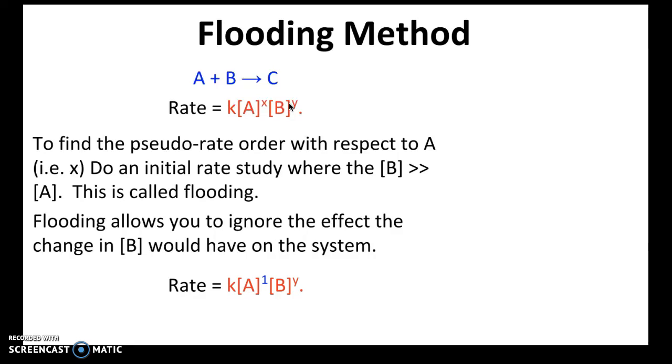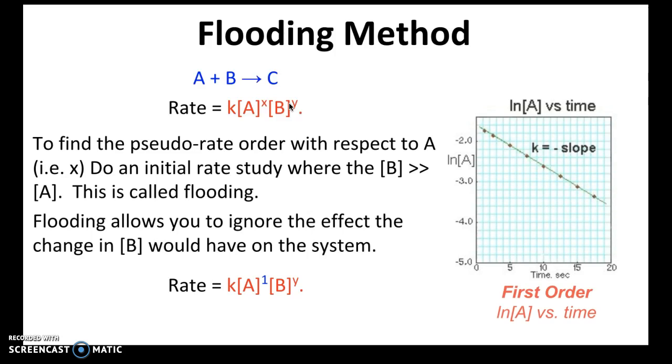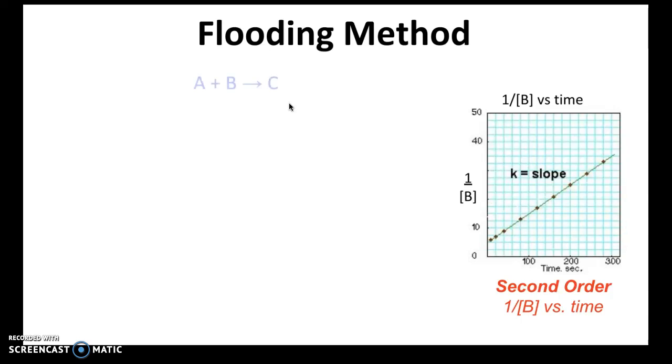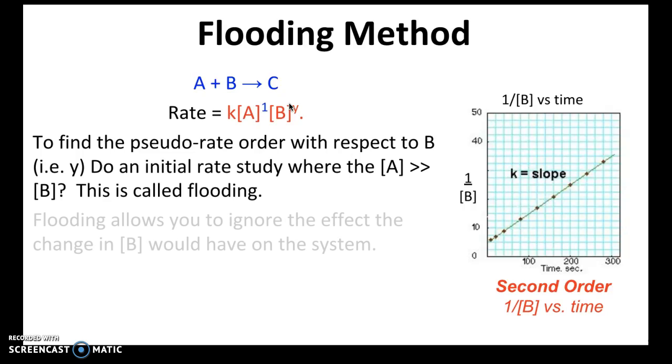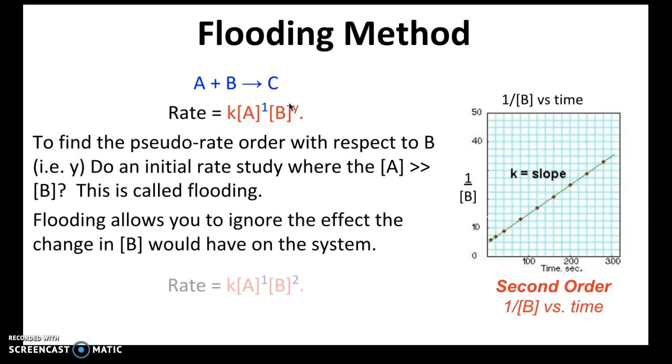And so basically it allows you to ignore the effect the change in the concentration of B would have on the system or the rate of the reaction. So we can just focus on A. So let's say we did that and we've got natural log versus time gives us a straight line, then we would say that the rate order with respect to A is pseudo first order. We would try the same thing again, this time to find the rate order of B. So we would have a very, very high concentration of A so we could ignore the effects of A on the rate, and a much lower concentration of B, and do our studies on B. And then once again, we could use our curve to figure out the rate order.